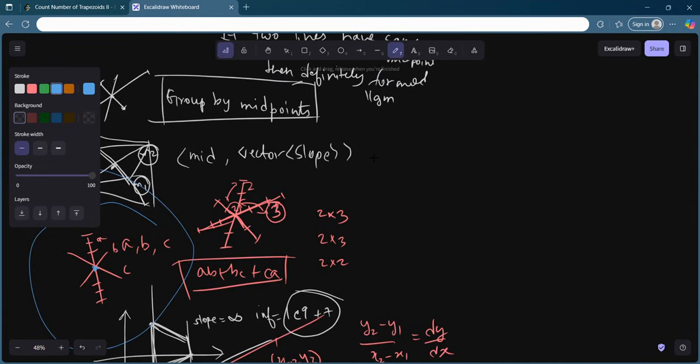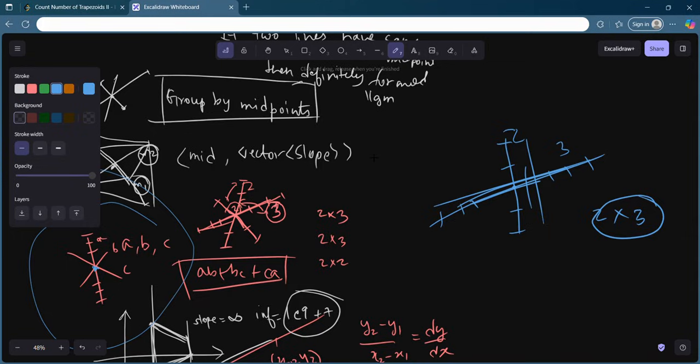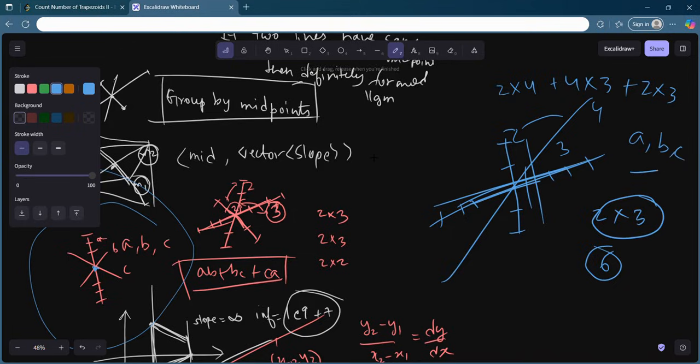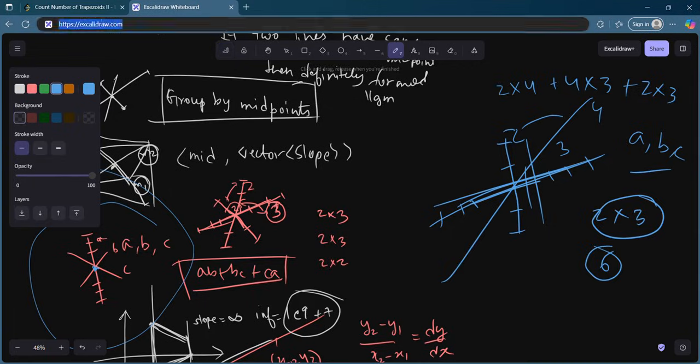If you got a midpoint and let's say you have these two values, and let's say you have three values over here. So this is a line, this is a line, and this is a line. So you have three values. So 2 into 3 you can form a total of 6 parallelograms. You can easily check, I hope you can understand that you can form 6 parallelograms. Similarly, if there was another line, let's say 4, then you will have 2 into 4, plus 4 into 3 plus 2 into 3, this many. So if A, B, C is there, AB plus BC plus CA. The same thing again you do for counting parallelograms.